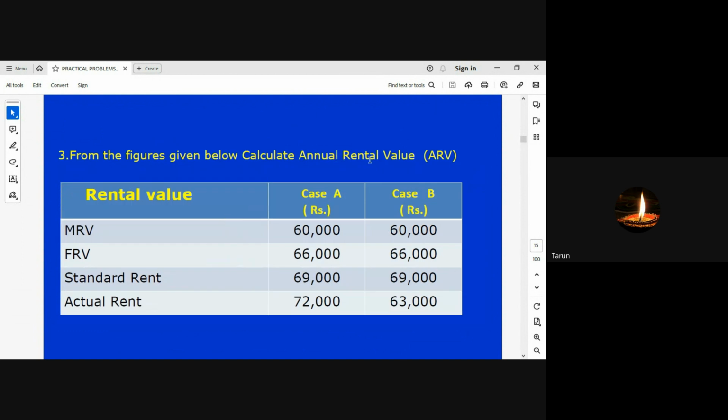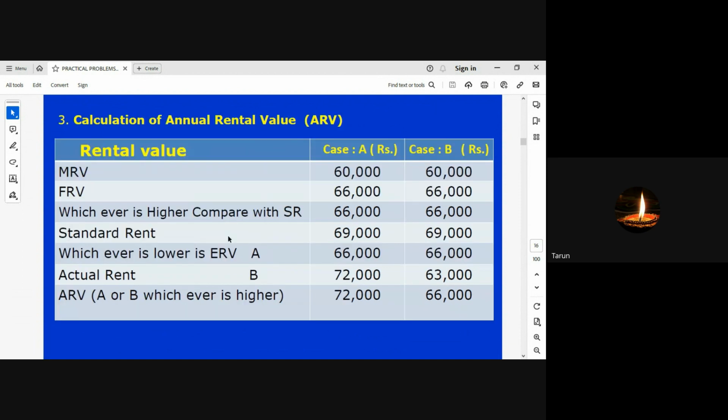Calculate the annual rental value. Now this is a different question. You have the municipal rental value, the fair rental value, the standard rent, and the actual rent all given. So you need to calculate the annual rental value. MRV is already given, whichever is higher; standard rent, whichever is lower. If the actual rent is given, whichever is higher is the annual rental value.